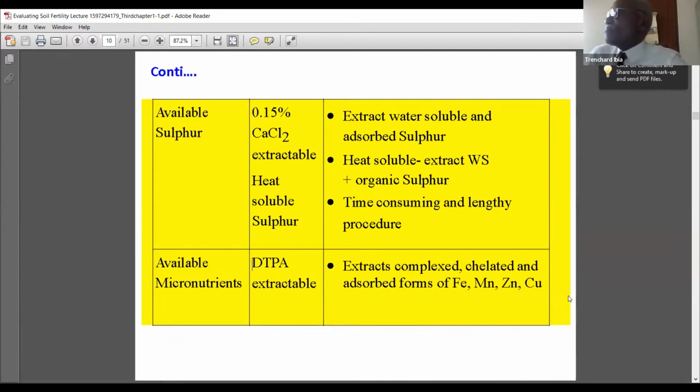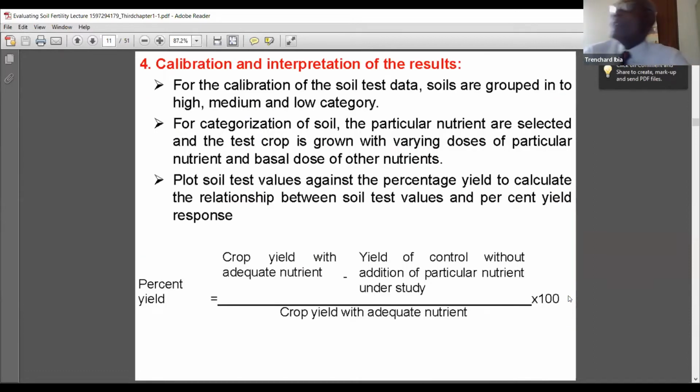Next slide. After we have done extraction and an assessment of the nutrients in the soil, we sometimes do calibration. Calibration is required for interpretation of results. And calibration is a means of relating the soil test value and yield response from added nutrient to the soil.